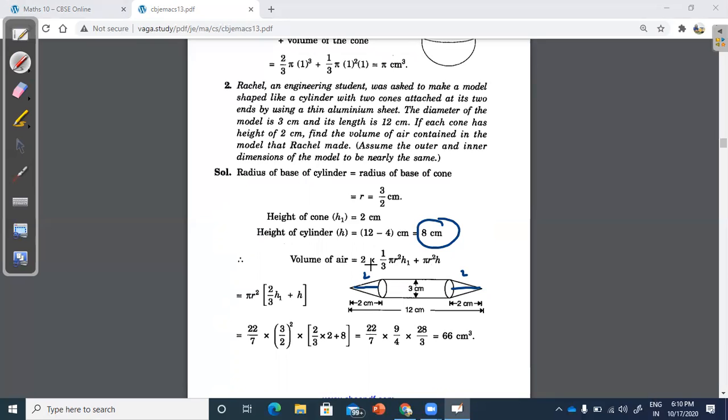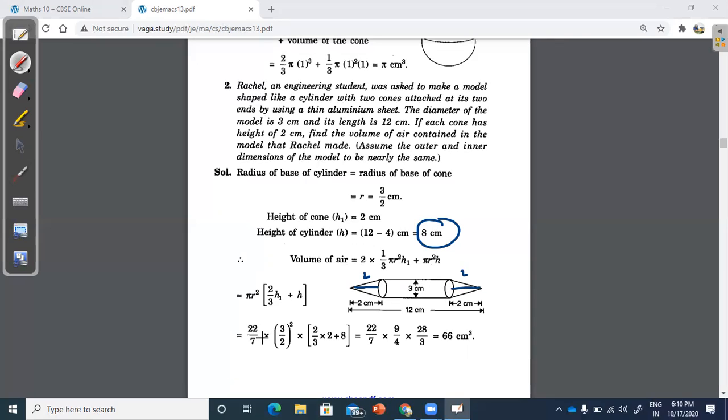So what is going to be the volume? Volume will be 2 into 1 by 3 pi r square h, because there are two cones, plus the cylinder pi r square h, right? So pi r square we can take common. So we are left with 2 by 3 h1 plus h. The heights are different. So when you talk about h1, we are talking about the height of the cone. And when we are talking about h, we are talking about the height of the cylinder.